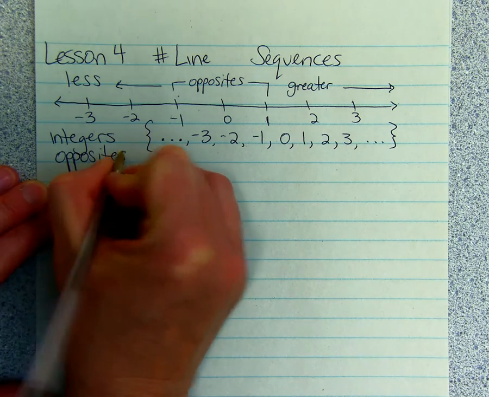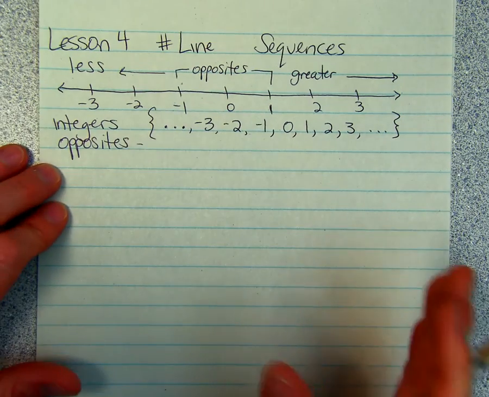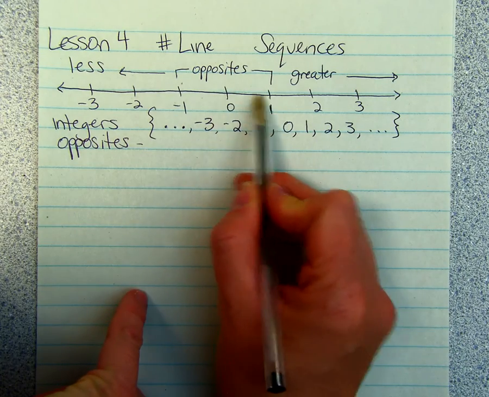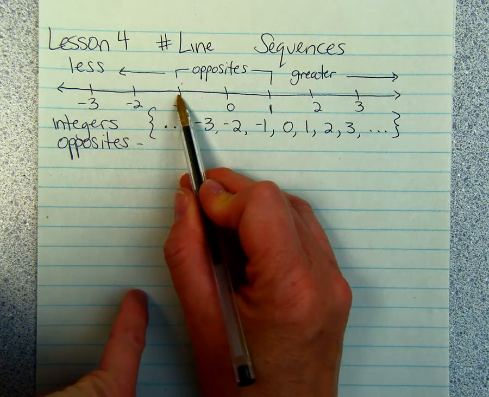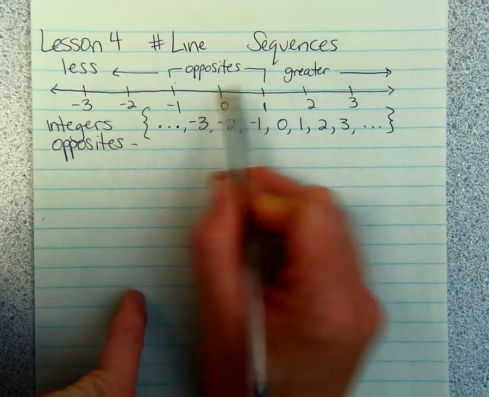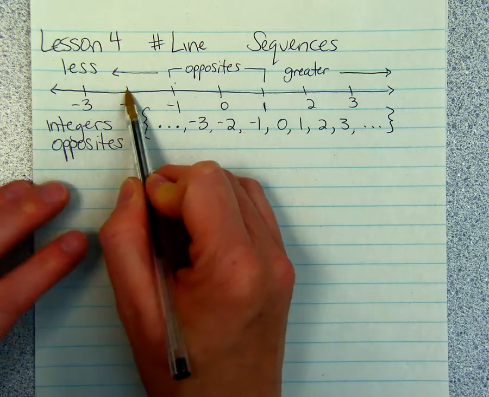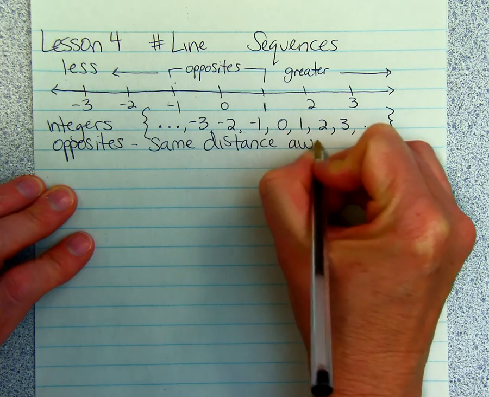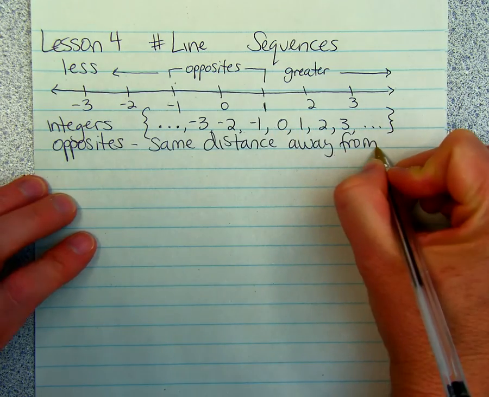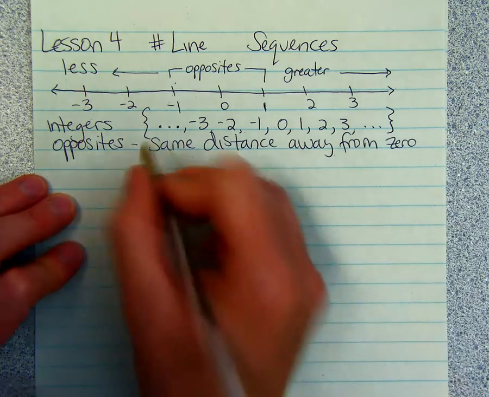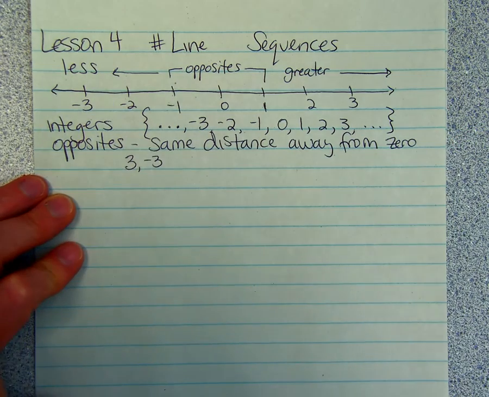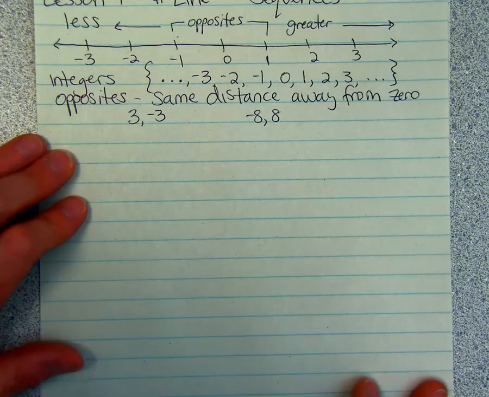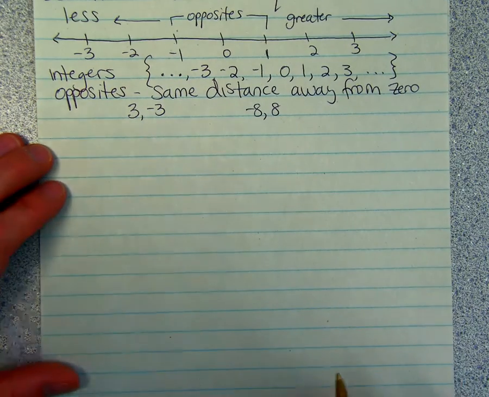Opposites are numbers that are the same distance away from 0. So if you notice here, here's 0, 1 is 1 unit away, and -1 is 1 unit away. 2 is 2 units away, so 2 units on the left is -2. So they're the same distance away from the number 0. So here's an example, 3 and -3. Those are opposites. -8 and 8. Those are opposites.